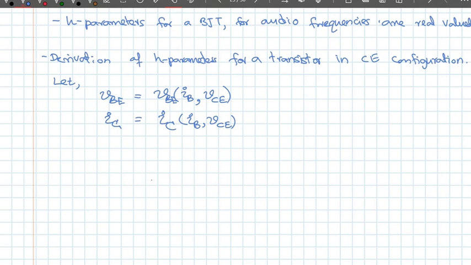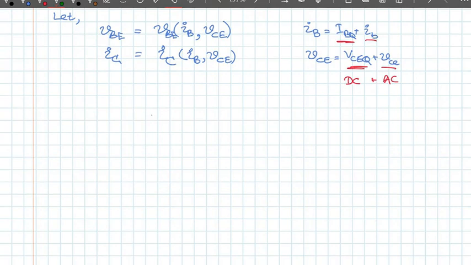Now, IB and VCE include both DC and small signal parts. So IB is equal to IBQ plus the small signal ib. Similarly, VCE is equal to VCEQ plus the small signal vce. This part is the DC component and this part is the time varying, or small signal, component. So DC plus AC. Now, when you have something like this, let me remind you, you can use the Taylor series expansion. This is a side note.